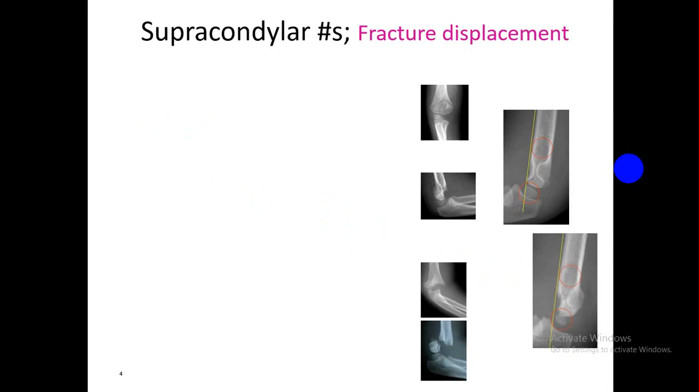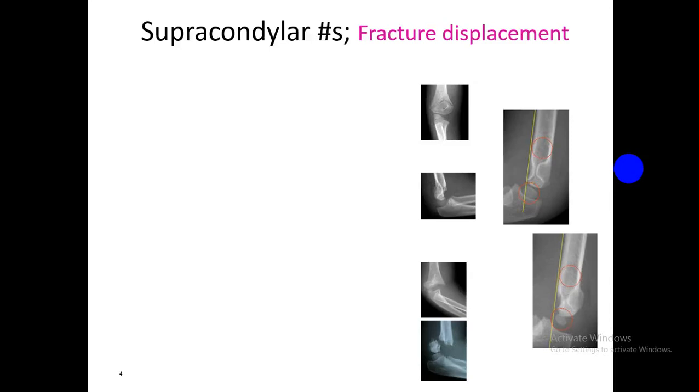When we talk about supracondylar fractures, you must all be aware of the Gartland classification, which classifies these fractures into 3 types. With a fracture like this being a Gartland type 1, a Gartland type 2, and a Gartland type 3.